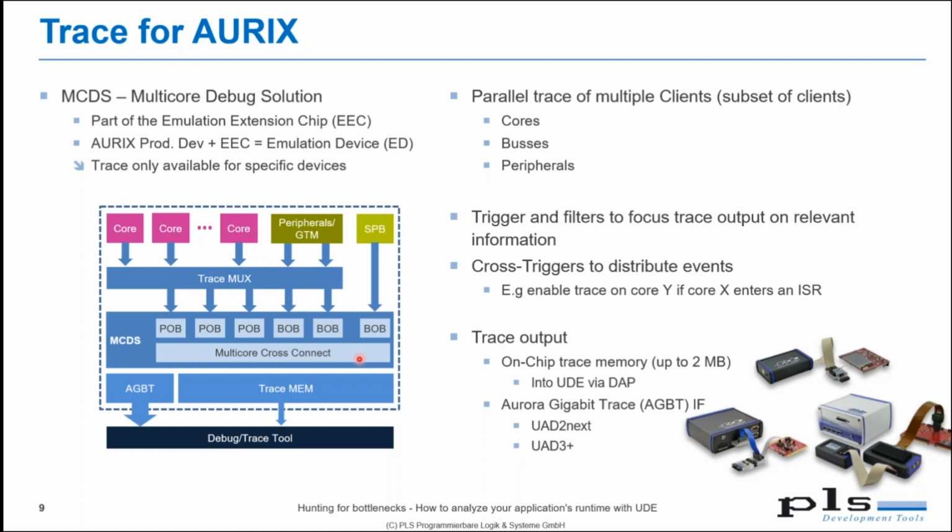And then for some emulation devices, we also have a trace interface available, which is based on the Aurora protocol, called serial trace or our gigabit trace interface, AGBT. It is a serial interface that allows you to transfer the trace data off chip into the debug probes or the trace probes.